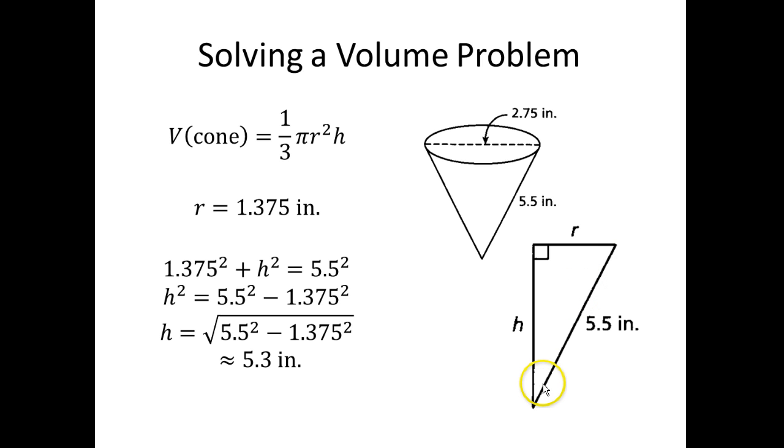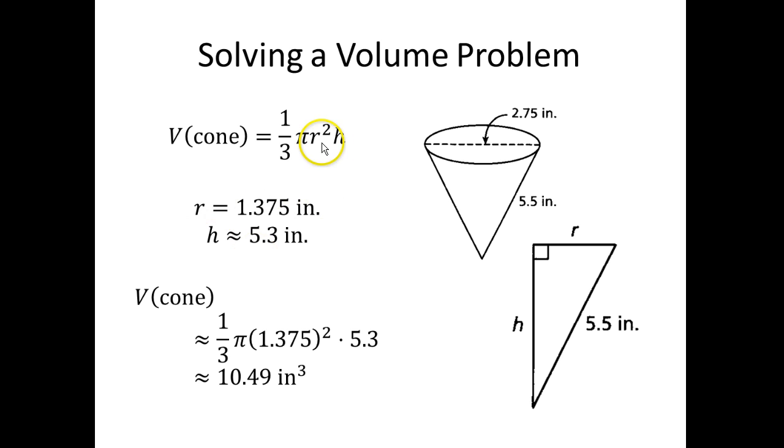According to the Pythagorean theorem, if I want to find the height, I know that all three of these sides are related. So r squared plus h squared equals 5.5 squared. But r is just 1.375, h I'm trying to find, and this is equal to the square of the hypotenuse, which is 5.5 squared. So I can use the Pythagorean theorem to solve for h, and I get that h is approximately equal to 5.3 inches. So the height of this cone is approximately 5.3 inches, which is a little bit less than the slant height. So resist the temptation to just plug the slant height into the formula.